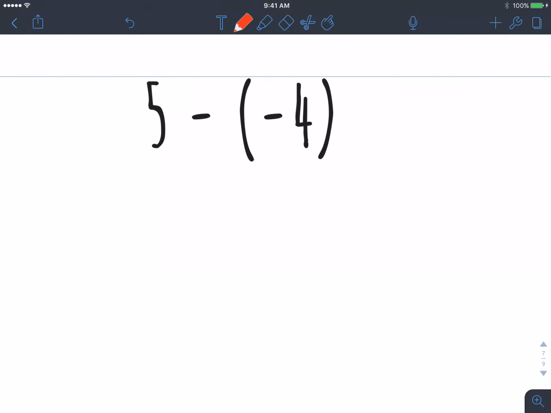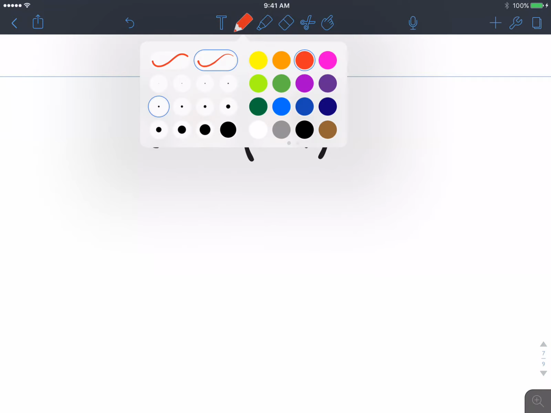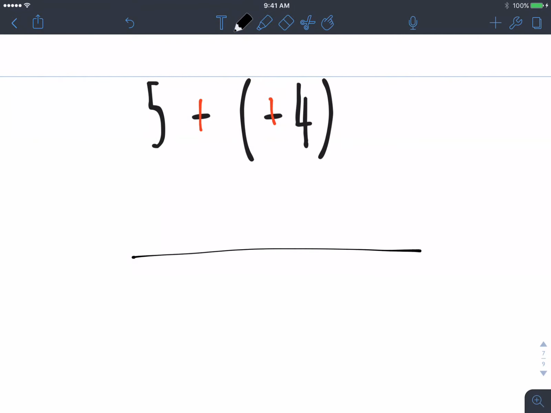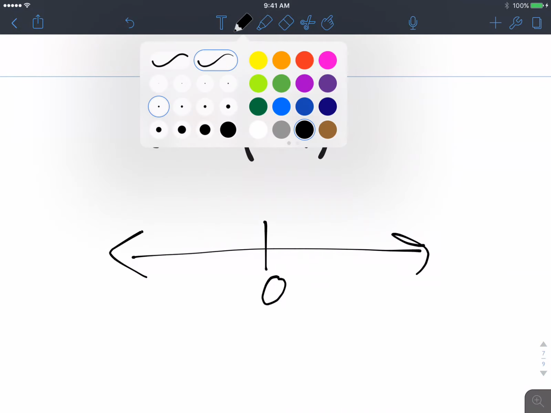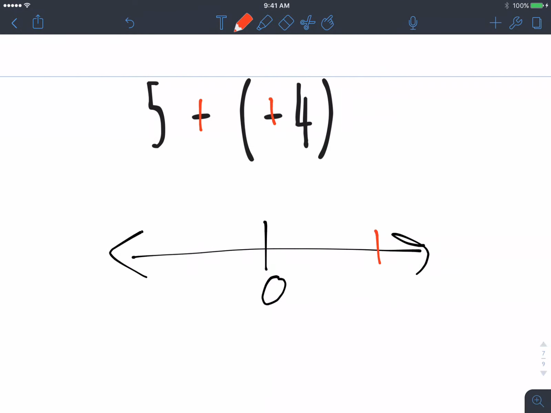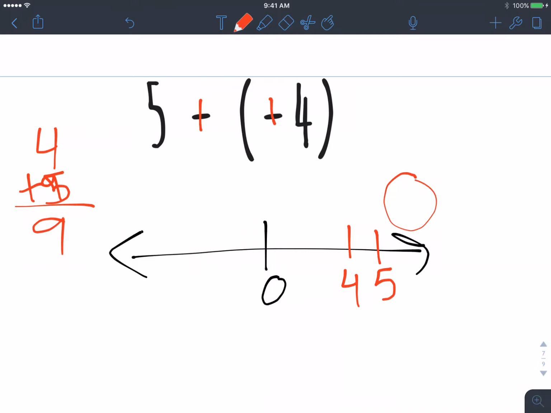Okay, again, I'm going to change it, and that also changes the sign right in front of my 4. So I have to think about positive 5 and positive 4. Since they're on the same side, I'm going to add them together. I'm trying to give you answers there, sorry. And it's on the positive side, so it's going to be a positive 9.